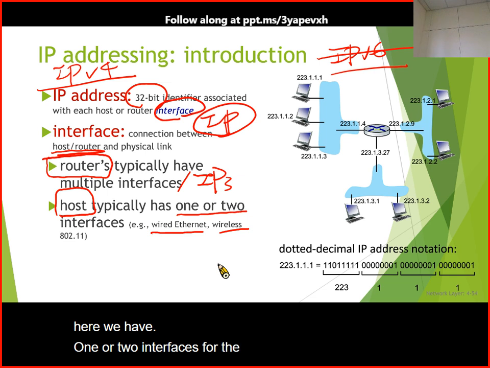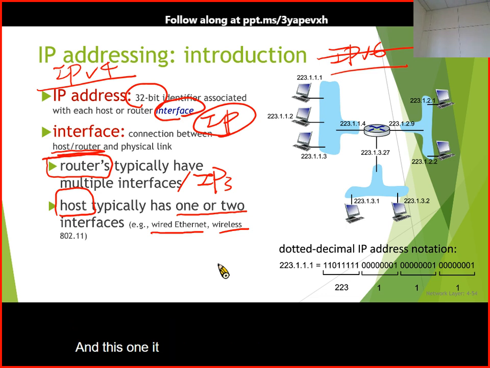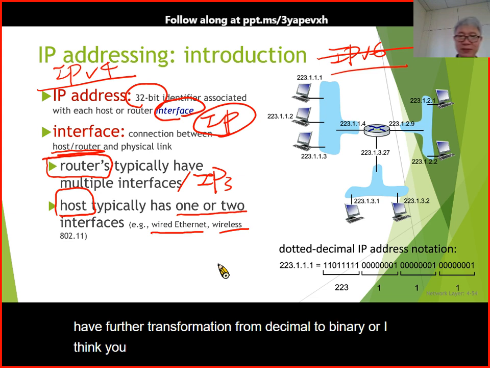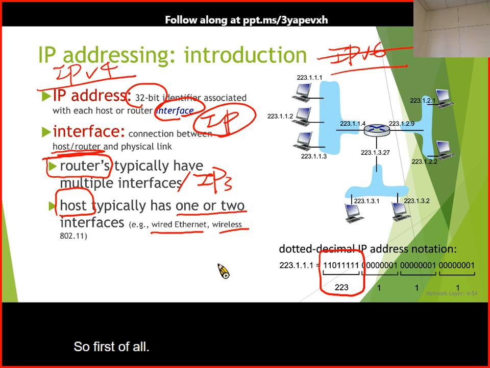Well, I think you understand the IP address in this format, dotted decimal. Right? So we have 4 decimals with 3 dots. And this form is the normal IP address. And normally we will have the transformation from decimal to binary. Alright, I think you understand binary. We will use binary. So first of all, for example, the current number 223 will be the current binary.